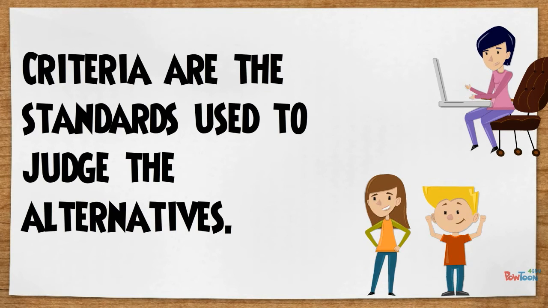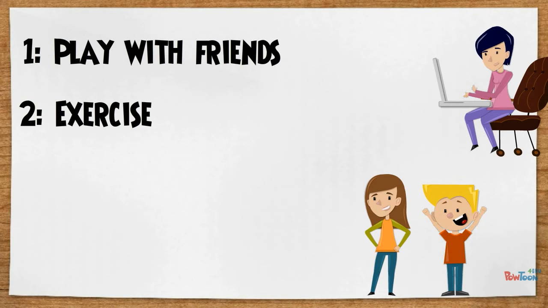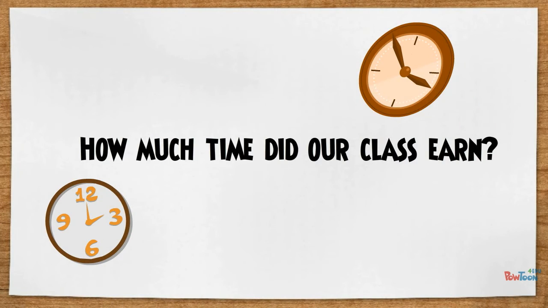Criteria are the standards used to judge the alternatives. One thing that is important to me is to be able to play with friends. Exercise is important to me. It has to be fun. Our final criterion is the time. How much time did our class earn? 30 minutes. Yes, that is the final criterion we will use to evaluate the alternatives in our reasoned decision-making process.